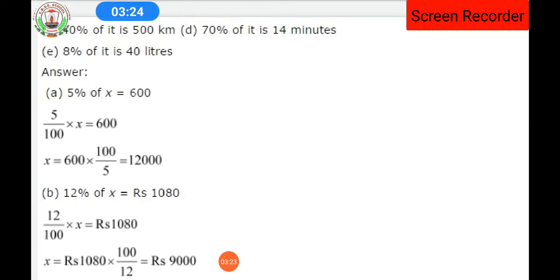So what is the answer? 5% of the whole quantity, which is 600, how much is the whole quantity? That is rupees 1200. Moving towards the B part of the question.